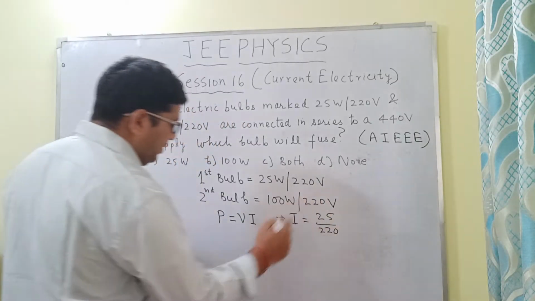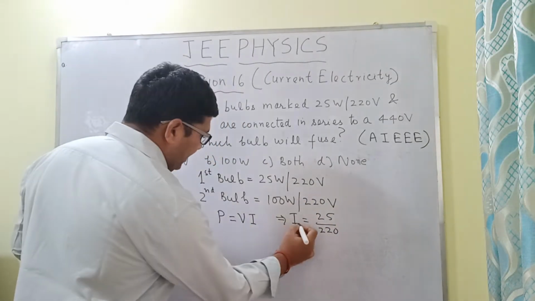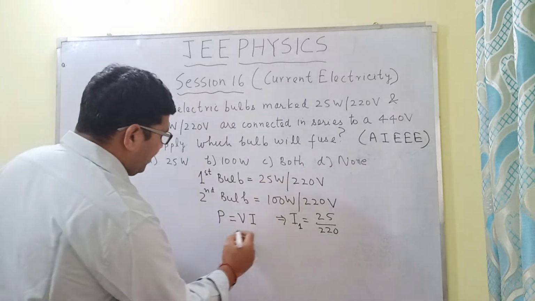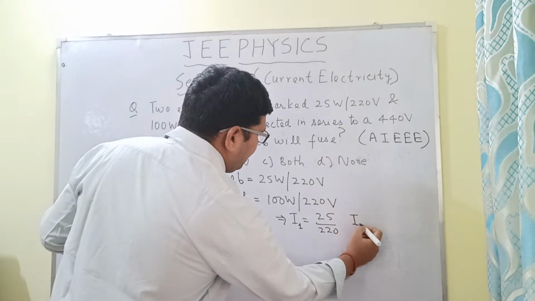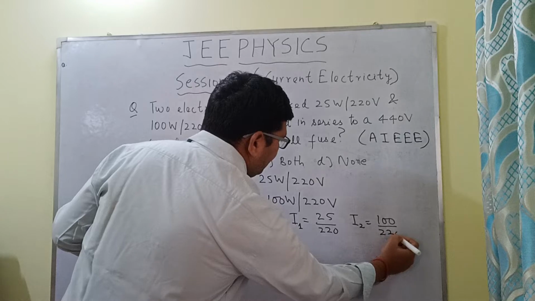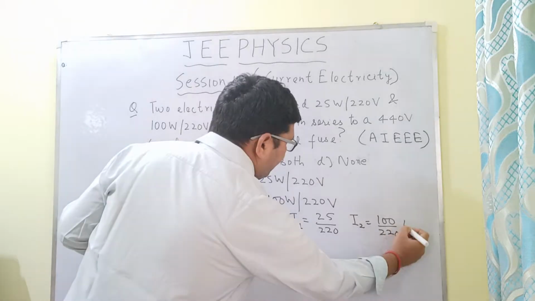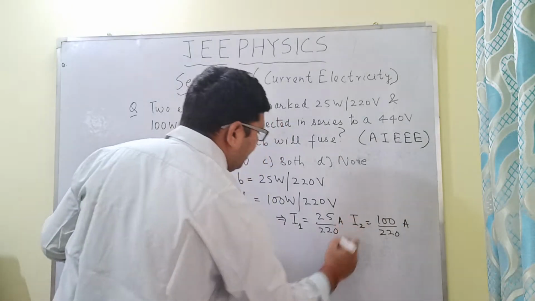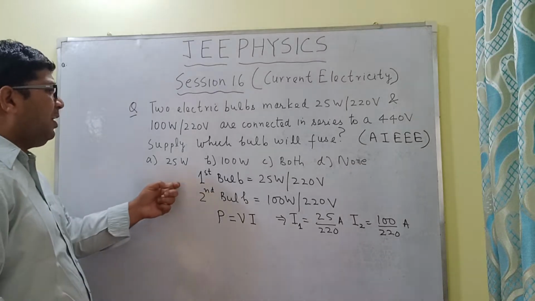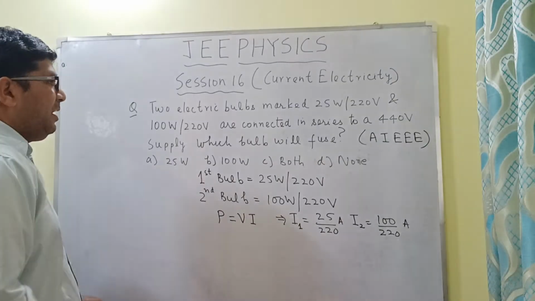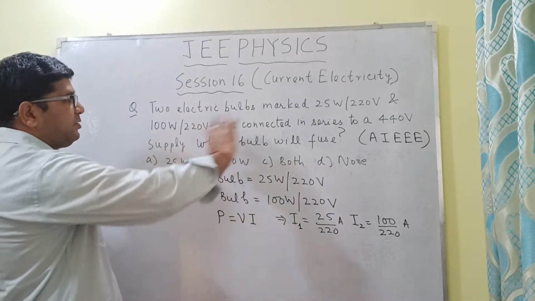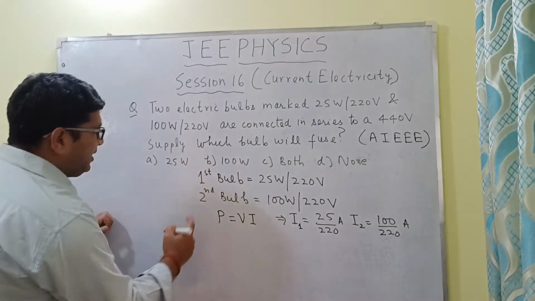So ये आपका हो गया. This is, let us say this is I1 कर दिया मैंने. For the second bulb I2 कितना हो जाएगा, that will be equal to 100 divided by 220 ampere. ये एम्पियर हो गया, ये भी आपका एम्पियर हो गया. ठीक है. अब when these two are connected in series, तो अभी हमको क्या निकालना है, we have to find the net resistance of this circuit. तो net resistance क्या हो जाएगा.